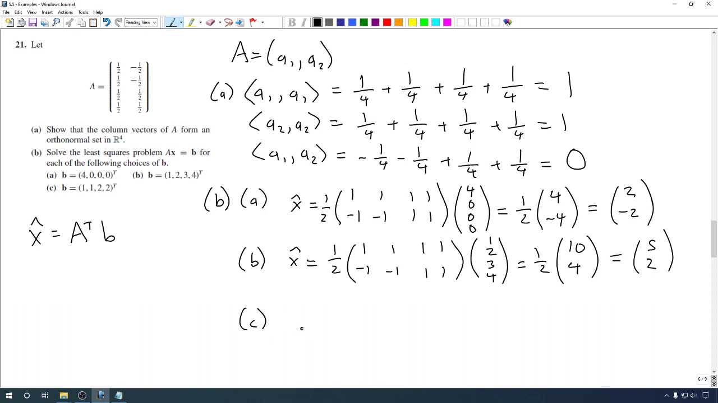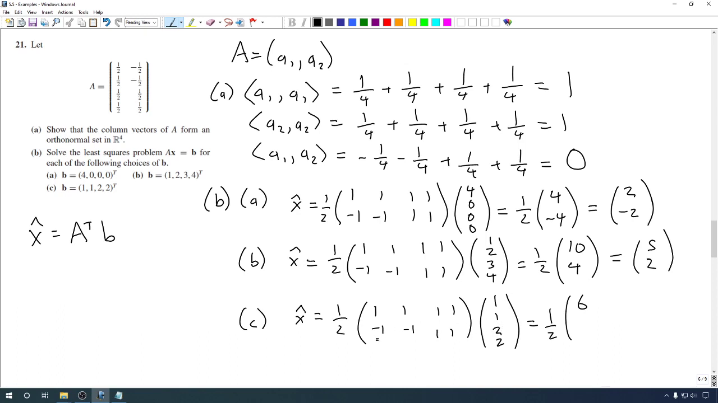Finally, part C. Our x hat there is still going to be A transpose times our vector, but this time our vector is 1, 1, 2, 2. So what do we get this time? Well, now we're still adding up these numbers. We have 1 plus 1 plus 2 plus 2, so we get a 6. Then we have a 2 plus 2, but we subtract 1 and 1. We're going to get 2. So our answer this time is 3, 1.